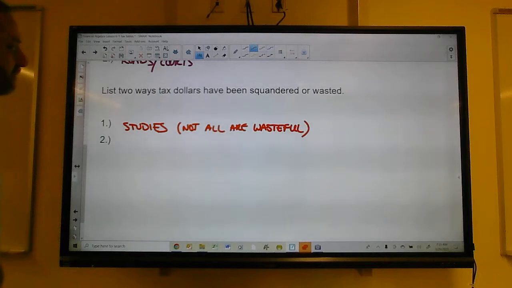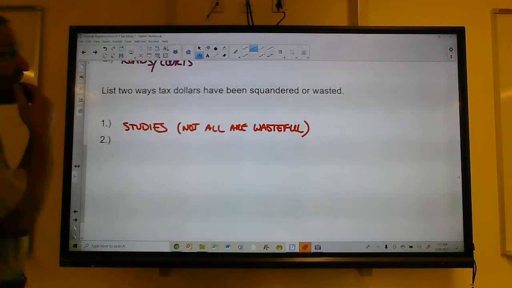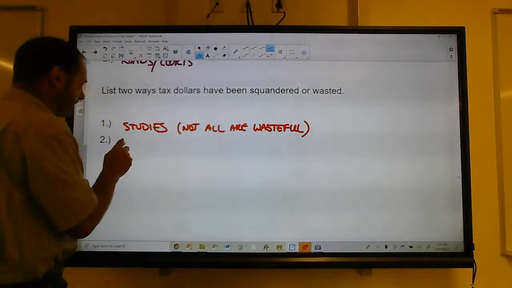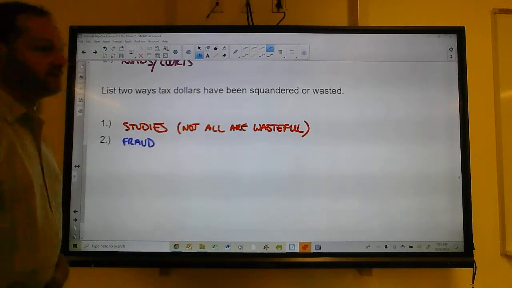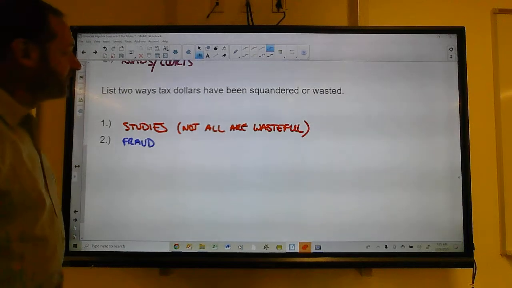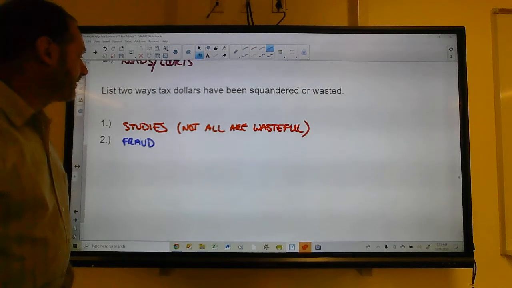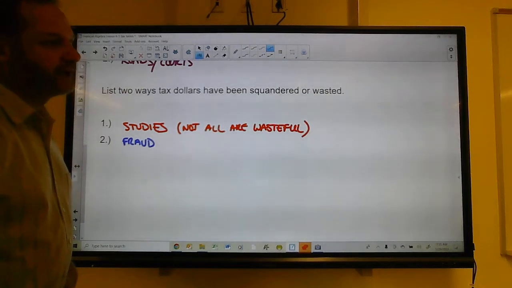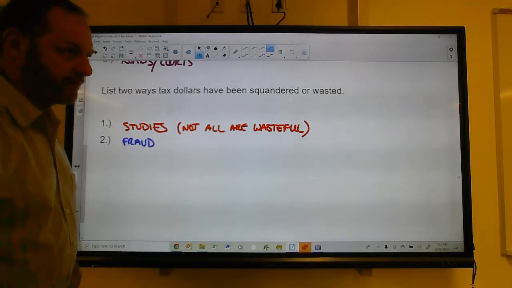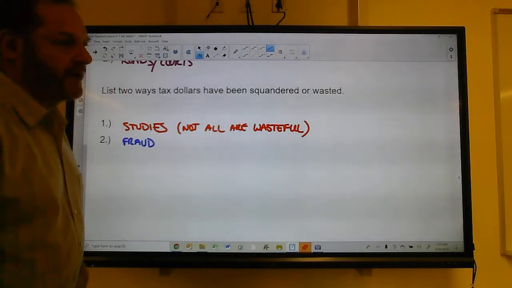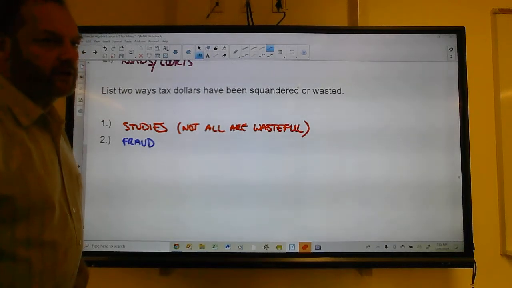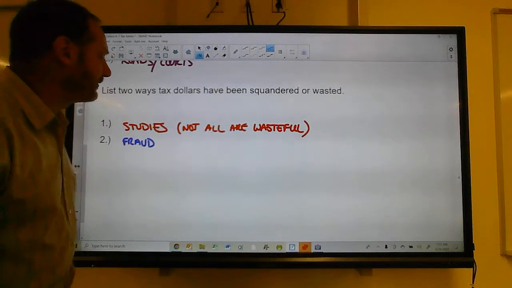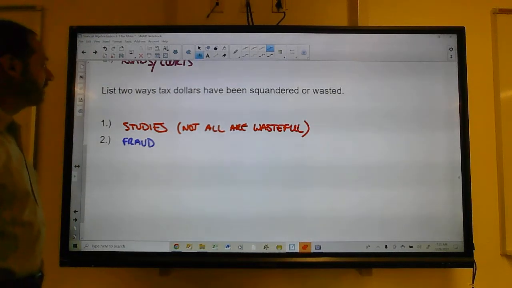Sometimes money is wasted on fraud. Okay, a lot of people like to defraud the government. So you've got to watch out for that. That's why generally when you apply for some kind of government program, it has lots of different restrictions and rules on it. And the government generally gets to come in and check everything out to make sure that there's not fraud or waste.